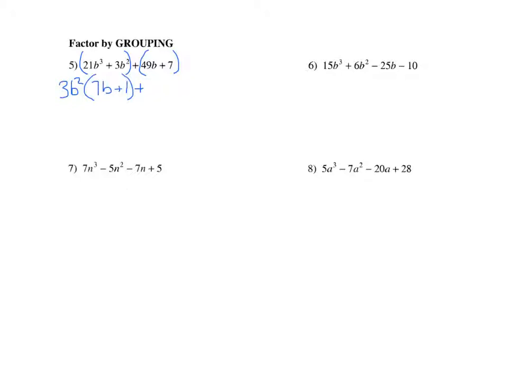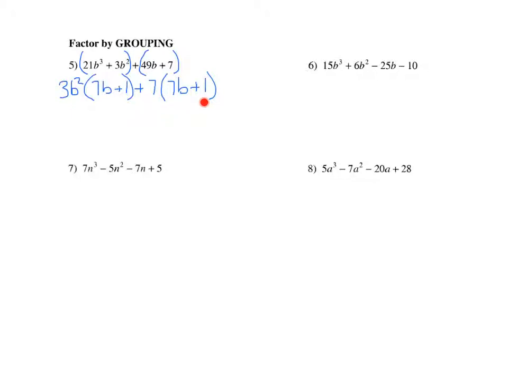Plus, and now I'm going to do it again. Pull the GCF out of that group. And so I'd have a 7 with a 7b plus 1. Now, factor by grouping works if you do that, and then what you end up with in these parentheses matches.